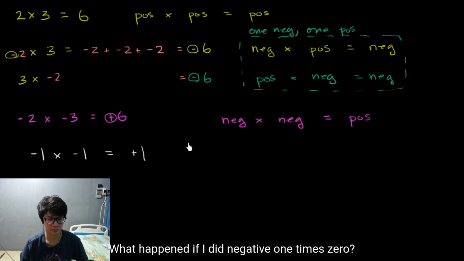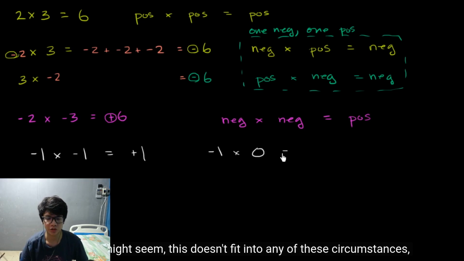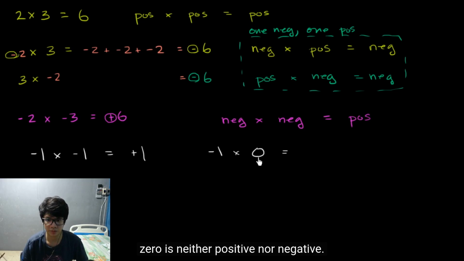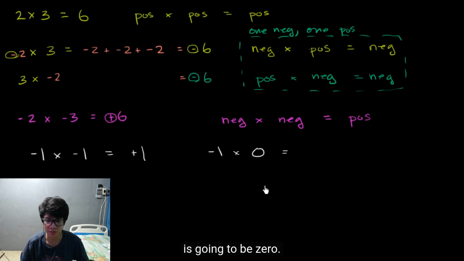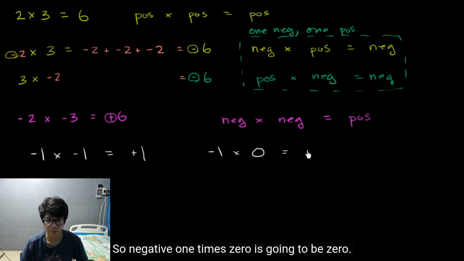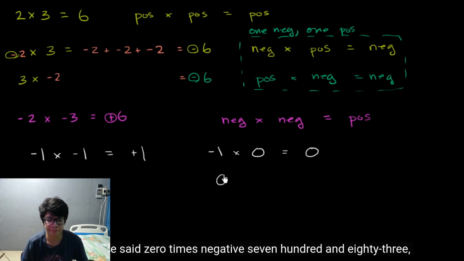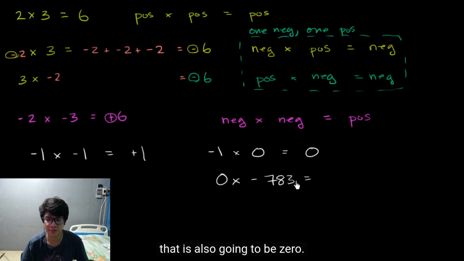I could just write 1, or I could literally write a plus sign there to emphasize that this is a positive 1. What happens if I did negative 1 times 0? Now you might say, wait, this doesn't really fit into any of these circumstances. 0 is neither positive nor negative. And here you just have to remember anything times 0 is going to be 0. So negative 1 times 0 is going to be 0. Or I could have said 0 times negative 783. That is also going to be 0.